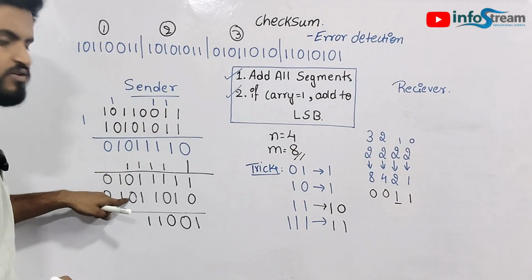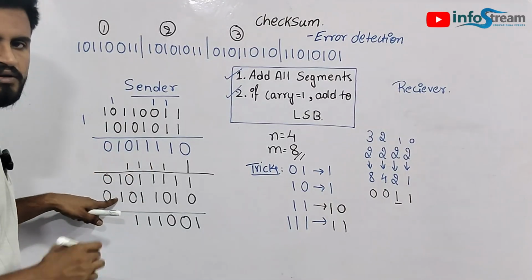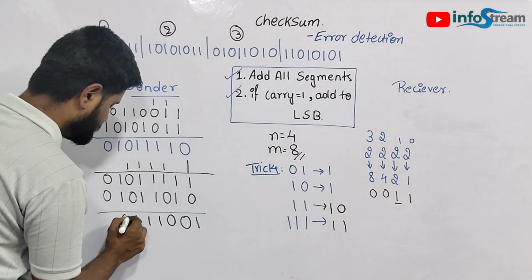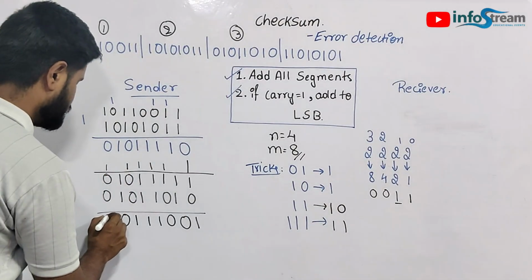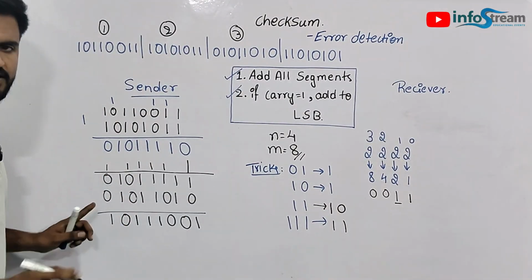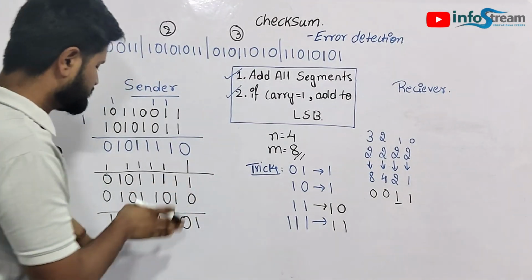1 plus 0 plus 0, it will be 1. So you can write it directly. 1 plus 1 will be 2. So 0 will be the sum, 1 will be the carry. 1 plus 0 plus 0, it will be 1. Now if you see, at the last we are not left with any carry element. So we will proceed with the next one.